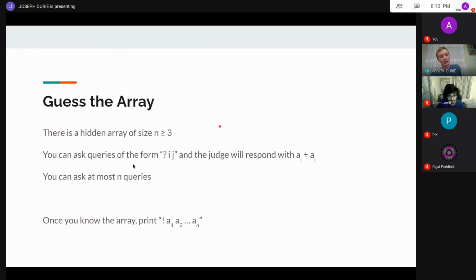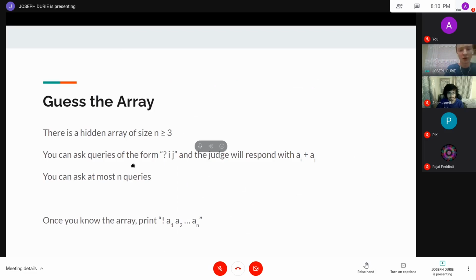All right. So the next problem is guess the array, where this time you have a whole array hidden of size n, which is size like 3 up to say like 10 to the 5th or something. And you can ask queries of the form ij, and then the judge will give you ai plus aj. And you can ask up to n of these queries, and you want to recover the whole array.